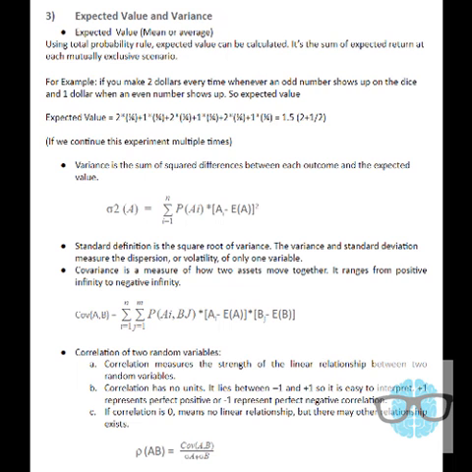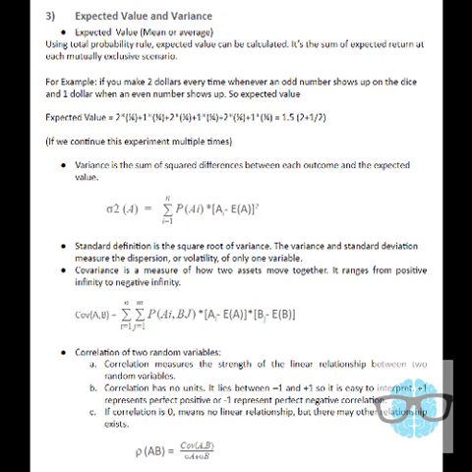Hi, today we're going to talk about expected value and variance in the context of probability theory. Expected value in mathematics is the same concept as mean and average value. We talked about the total probability rule in our previous section, and expected value is based on that. It's the sum of expected return at each mutually exclusive scenario, and these scenarios are all exhaustive.